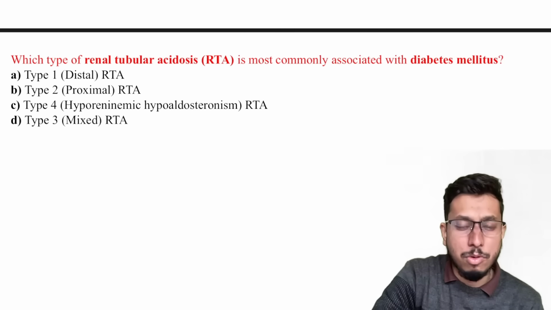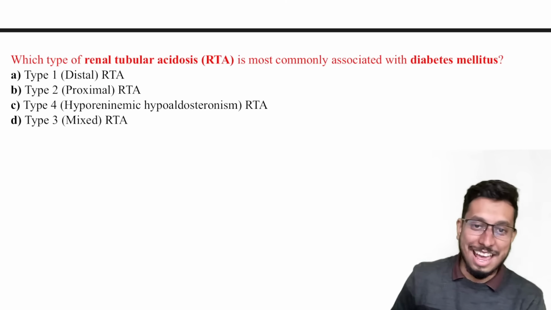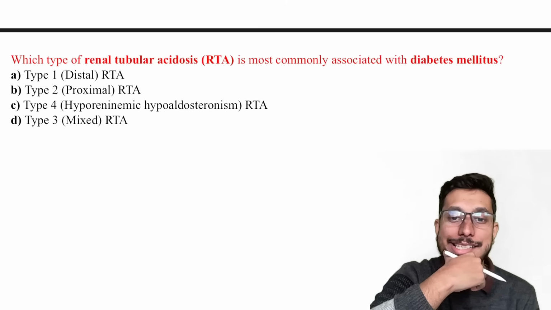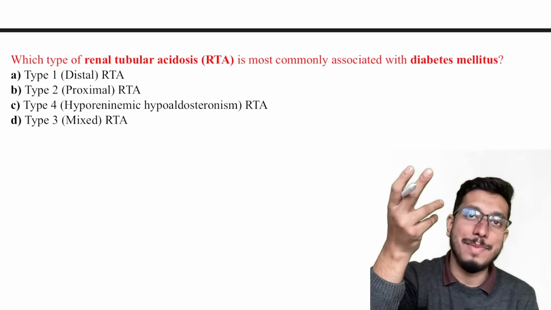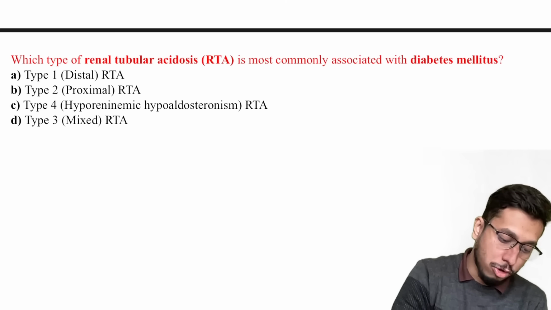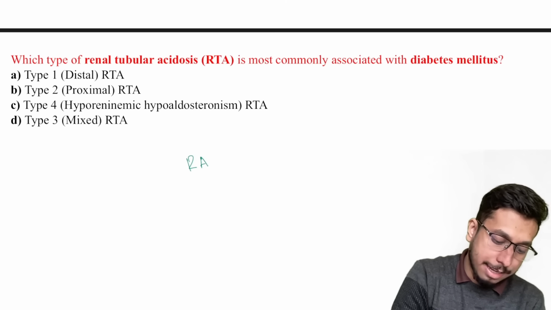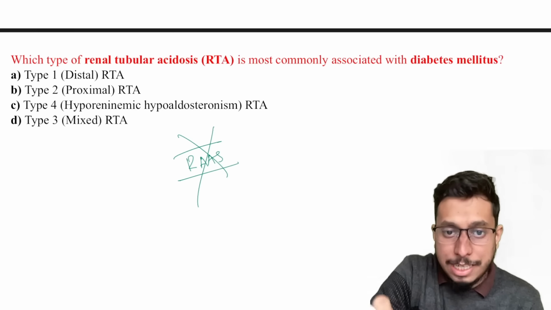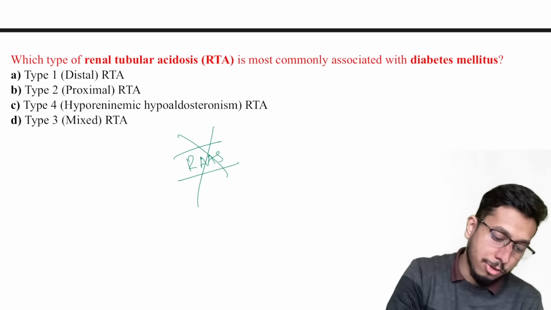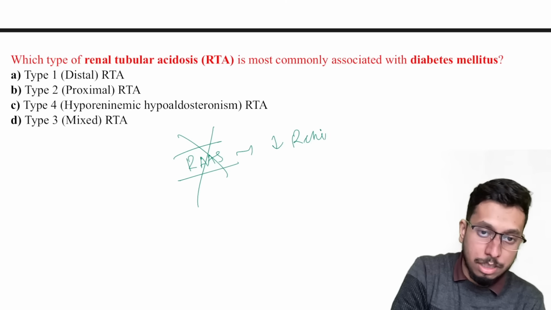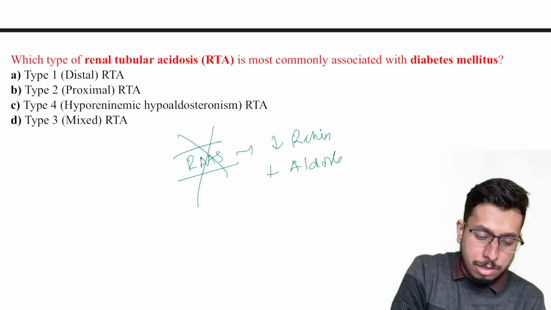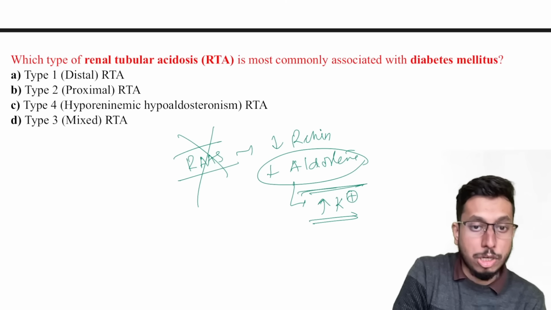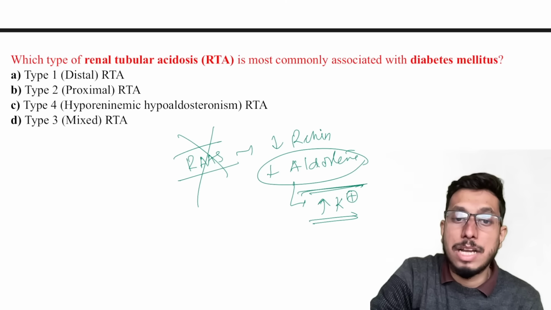Which type of RTA is most commonly associated with diabetes mellitus? This is a nice question. Now, look, in long-standing diabetes mellitus, there is classically autonomic neuropathy. When there is autonomic neuropathy, it is expected to affect the RAS axis. So if the RAS axis is affected, what will happen? Renin will go low, aldosterone will go low, which will increase the potassium level in the blood, and there will be normal anion gap metabolic acidosis.